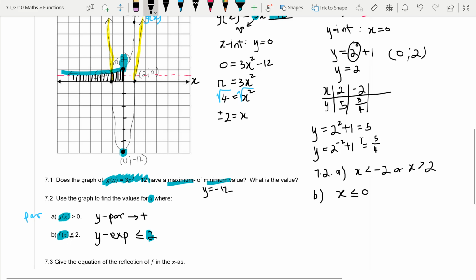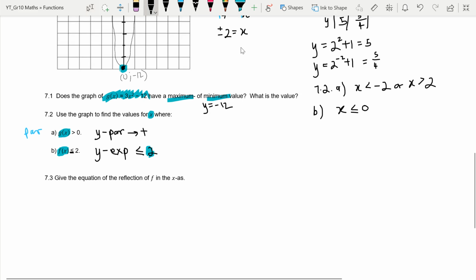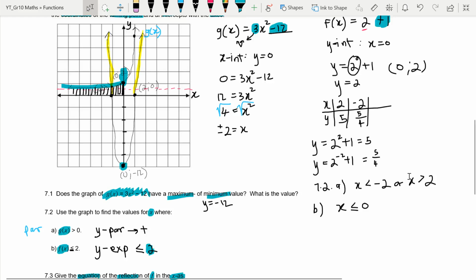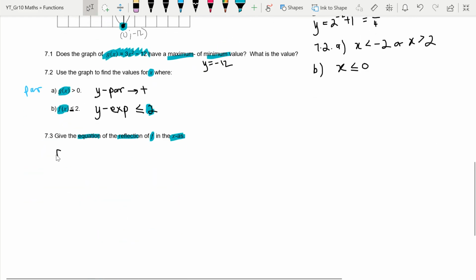7.3. Find the equation of the reflection of f in the x-axis. We can do that. Which one is f? Is f the exponential? Can't remember. f is the exponential, all right? So what was the equation for the exponential again? f of x is equal to 2 to the power of x plus 1.